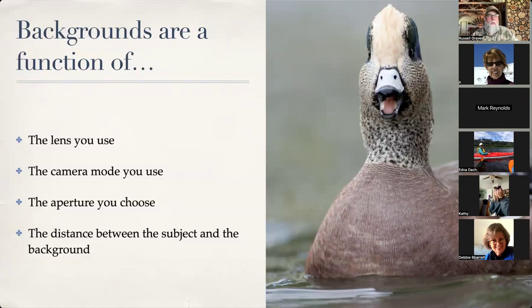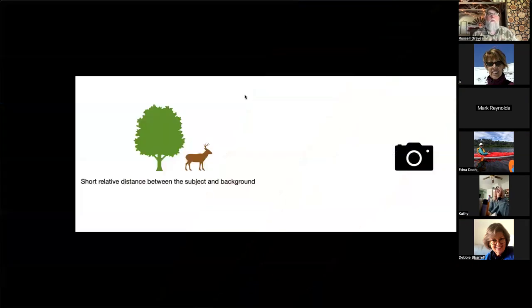And backgrounds are a function of the distance between the subject and the background. It's pretty simple. And so here's my simple diagram I built for y'all. And I'll show you some real world examples in a minute. If you've got a short relative distance between the subject and the background, it won't be nearly as out of focus.